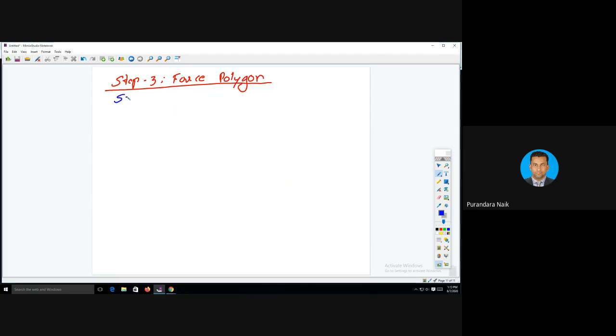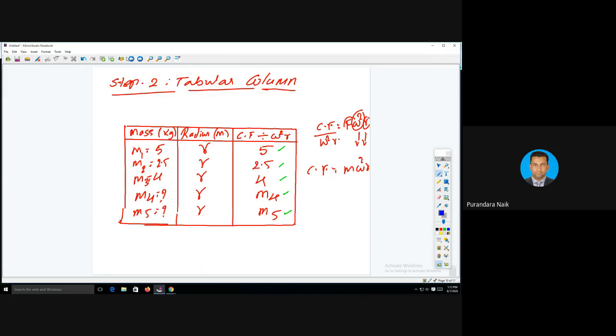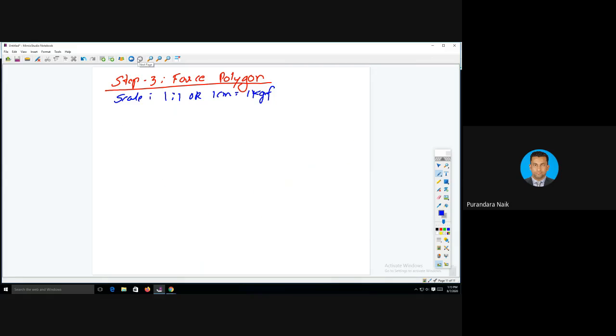Therefore, scale is equal to 1:1, or 1 centimeter is equal to 1 kgf, because the last column of the centrifugal force is kgf. So let us start from the beginning. We have mass 1, that is m1. The centrifugal force is 5. At 1:1 scale, it is 5 centimeter. But what is the angle of m1? It is 0.